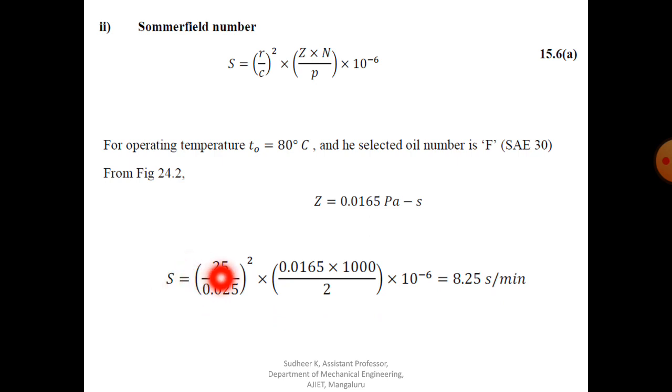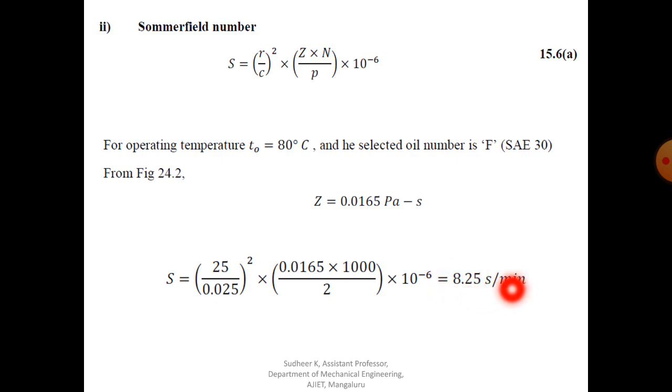So S can be calculated as 25 divided by 0.025 square into Z, 0.0165 into 1000 divided by 2 into 10 to the power minus 6. Whatever the answer, the Sommerfeld number will always be a dimensionless number, but if you use Mahadevan and the Data Book, always you have to write the unit, actually it is dimensionless because seconds and minute are both time, so they cancel each other, so you can write it as a number also.